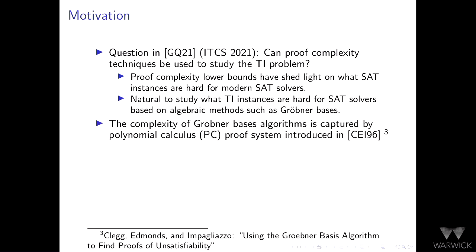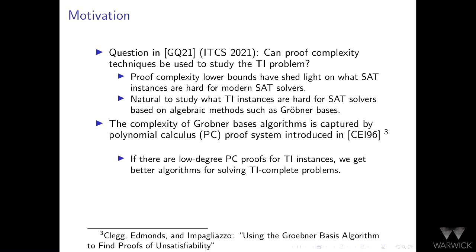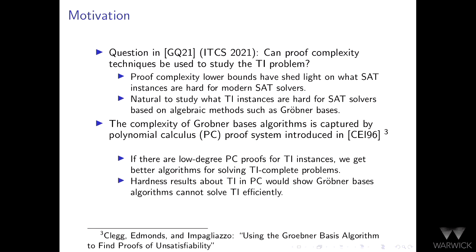And so the complexity of these sorts of Gröbner bases algorithms is captured by a proof system called polynomial calculus that was introduced by Clegg, Edmonds, and Impagliazzo. And so we get a win-win situation here, where if in fact there are low-degree PC proofs for tensor isomorphism, we get better algorithms for solving tensor isomorphism complete problems. And otherwise, if we're able to prove hardness results like degree lower bounds, this gives us some justification that our existing algorithms, such as Gröbner bases, cannot solve these problems efficiently.